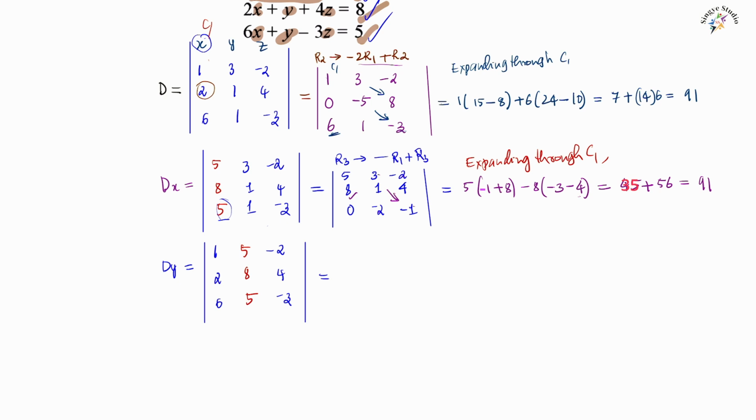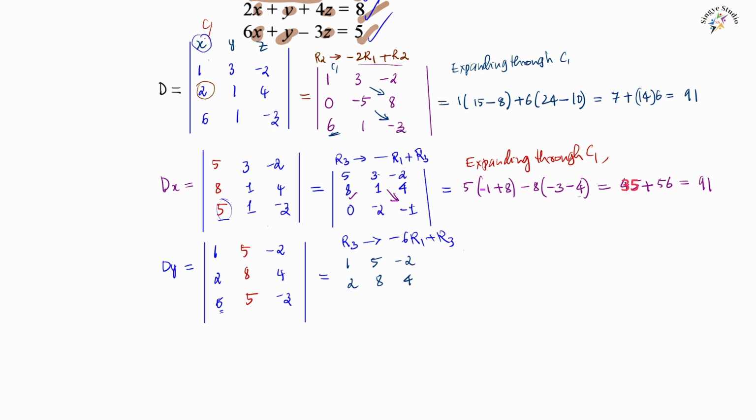And similar to above, I will also make this 0. So to make this 0, what I will do is operate row 3 by taking negative 6 of row 1 and adding to row 3. Okay, now our values are 1, 5, negative 2, 2, 8, 4.